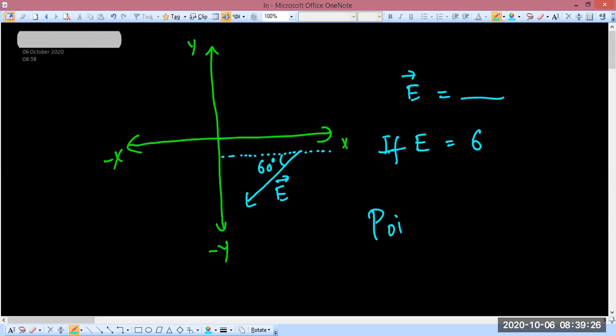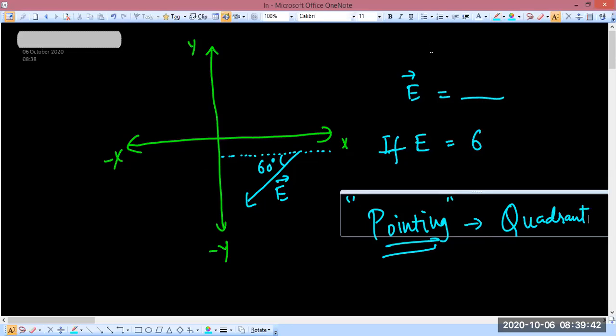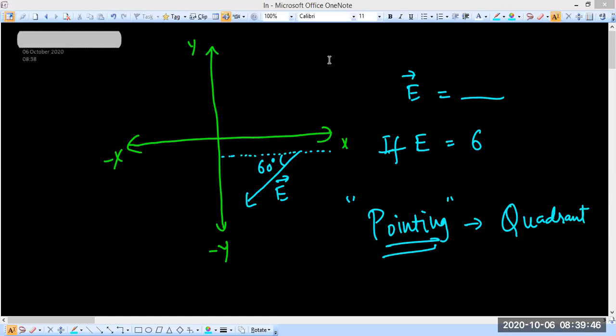Please look at where is the vector pointing. Everyone, please be careful about this, because this decides quadrant. Where it is pointing decides quadrant. Come on, people. 1 minute to go. Hurry up, everyone.